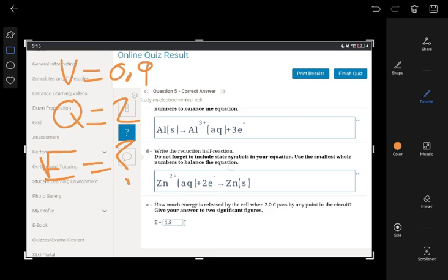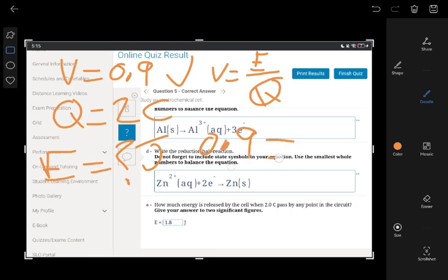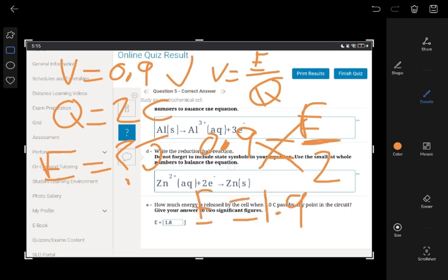If you want to remember from physics, it's V equals W over Q. So that means V equals E over Q. So 0.9 equals E over Q. Q is given, sorry, 2, cross multiply. E equals 1.8.